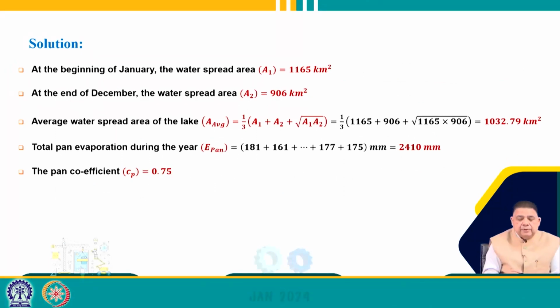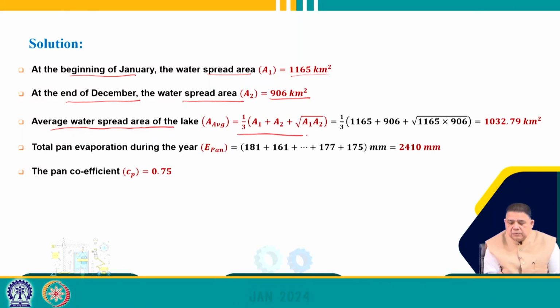Coming to the solution. At the beginning of January, we have been given the water spread area as 1165 square kilometers, and at the end of December, the water spread area is 906 square kilometers. Basically, we use an average water spread area of the lake, and for that we use the trapezoidal formula. We know A1 and A2. Using the trapezoidal formula, we can find the average water spread area. In this case, if you put the values of A1 and A2, which are 1165 and 906, we get an average value of the lake as 1032.79 square kilometers.